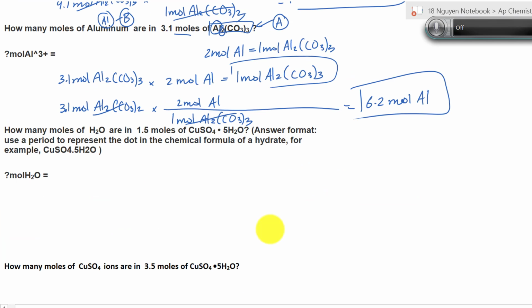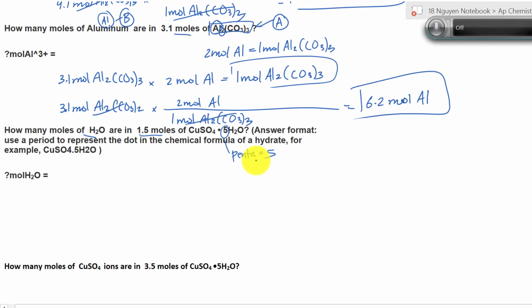Now let's try a more complicated problem where we have a very complicated chemical formula. For example, how many moles of water are in 1.5 moles of copper sulfate pentahydrate? The pentahydrate, that is coming from the prefix that represents number 5.